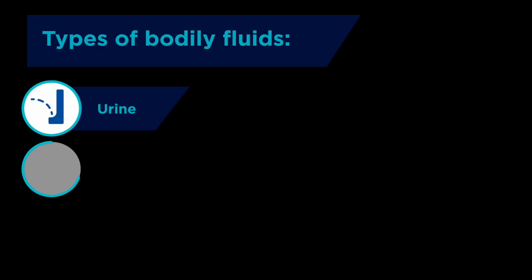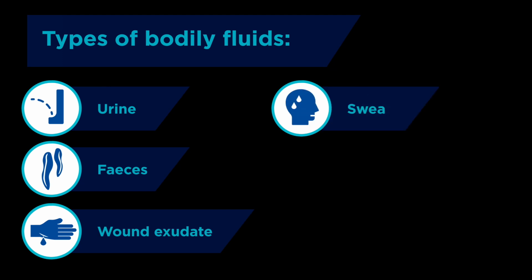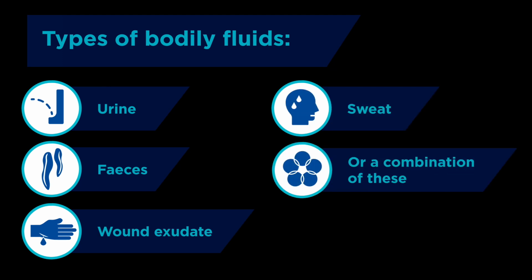There are many different types of bodily fluids that can create moisture microclimate for patients: urine, faeces, exudate, sweat, or a combination of these. It is thought that in addition to the increased risk of friction and shear, skin damage associated with moisture compromises the epidermal barrier function of the skin and hence predisposes it to pressure ulcers.